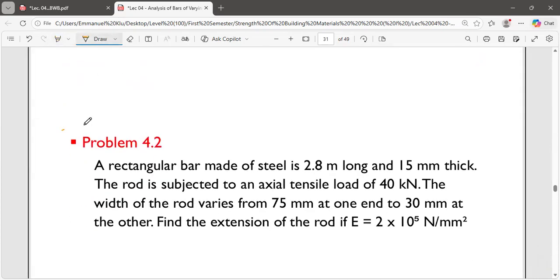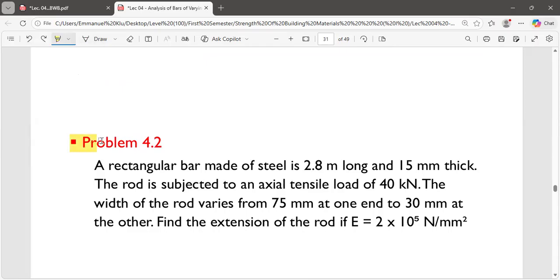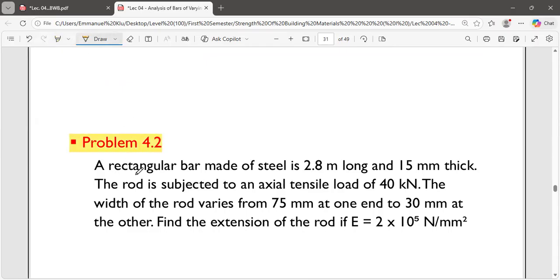Any volunteer? Okay. So the question is that a rectangular bar made of steel is 2.8 meters long and 15 mm thick. The rod is subjected to an axial tensile load of 40 kilonewtons. The width of the rod varies from 75 millimeters at one end to 30 millimeters at the other end.